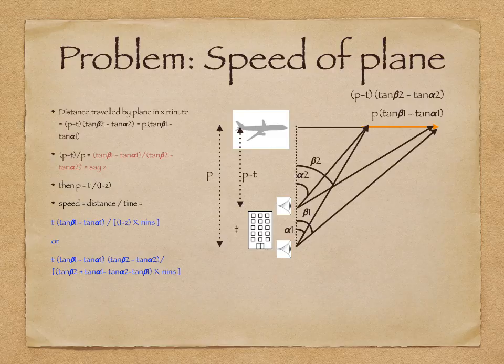Now the first person measured angles are alpha 1 and beta 1. The second person measured angles are alpha 2 and beta 2. Let us say the perpendicular height of the plane from person 1 is p, then we can get the distance traveled during that x minutes. Similarly we find the distance with respect to the second person and equate, because the distance traveled by the plane is the same irrespective of who measured. Then we eliminate p and lastly we divide the distance traveled by the plane by the time taken.